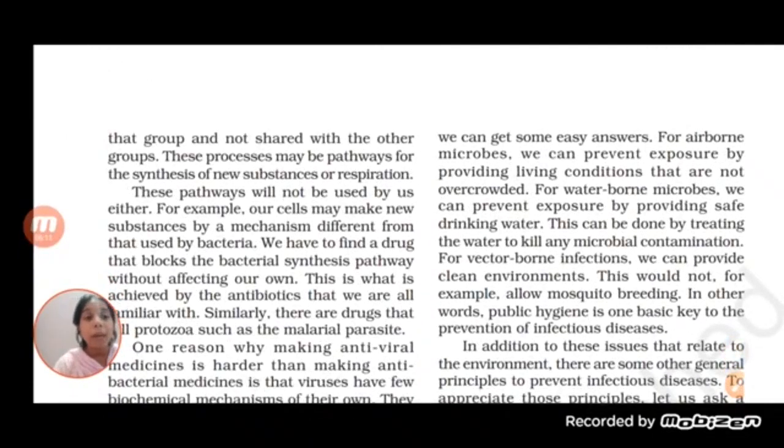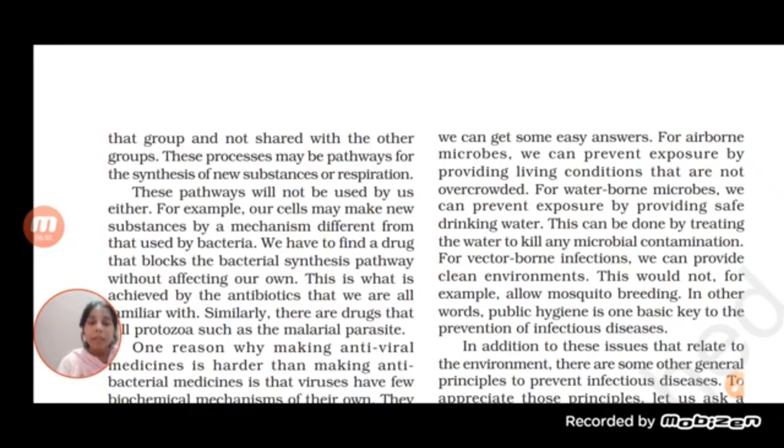Like for airborne microbes, we can prevent exposure by providing living conditions that are not overcrowded. Obviously, if an airborne disease is there, students, it can spread from one person to another. So it will be good that we prevent exposure by avoiding overcrowded living conditions. For waterborne microbes, we can prevent exposure by providing safe drinking water. We know that water is also a source of disease, and the disease caused by water can be prevented by giving people good, safe drinking water.